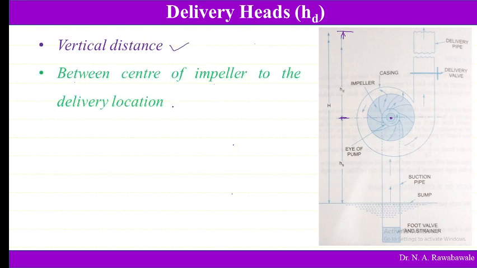Again, delivery head is the distance from the center of the impeller, and this is also a vertical distance measured from the center of the pump to the location where the liquid is lifted. So it is the vertical distance, not a horizontal or inclined distance; it is measured along the vertical or height. So this is measured from the center. Okay, so this is also a vertical distance between the center of the impeller and the delivery location, and is represented by HD.